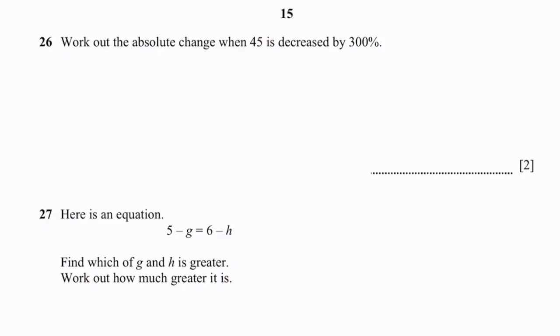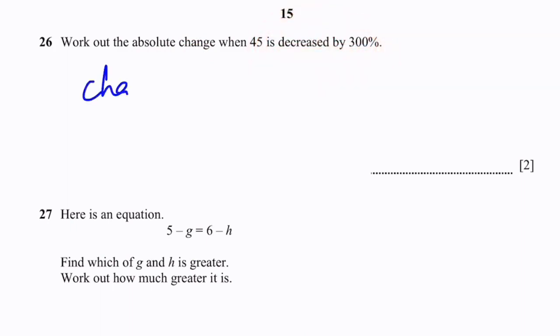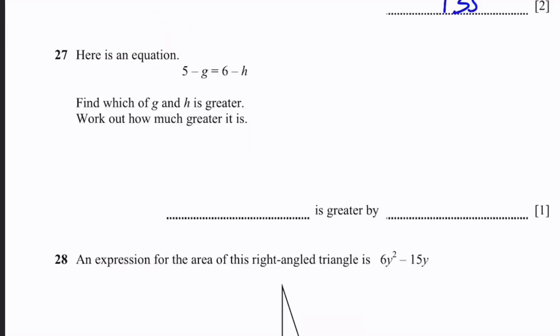Question 26. Work out the absolute change when 45 is decreased by 300%. So we need to find the absolute change, not the ending value. Decreased by 300%, that's the change value. So the change value is equal to 45 times 300%. Usually you might think decrease means a minus, right? But then it's absolute change. Absolute value means a positive value only. So that'll be equal to 45 times 3, which is equal to 135. That's the answer.